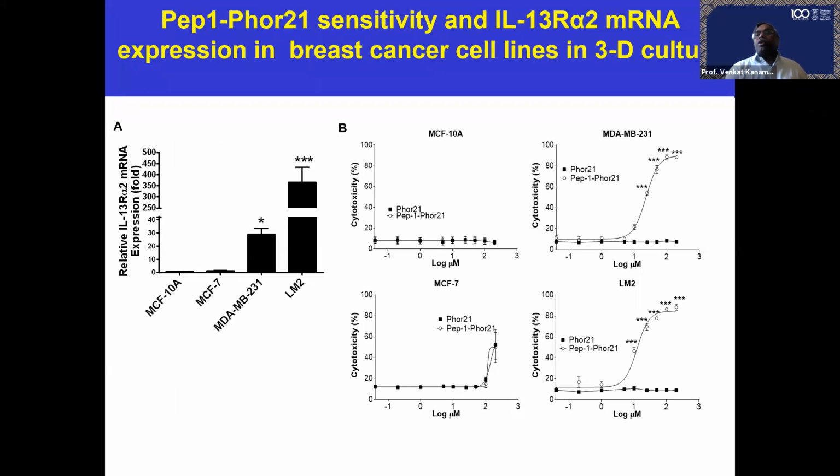And also we looked into the 3D culture. Again, you can see expression is very high in 3D spheroids of the same cells, and also 231 spheroids and LM2 are more sensitive to this peptide.